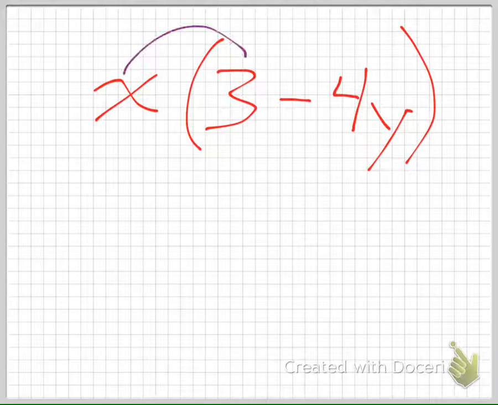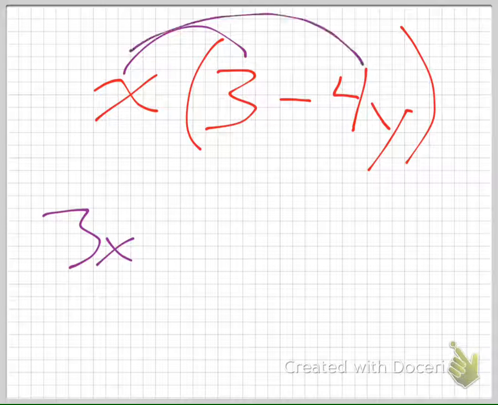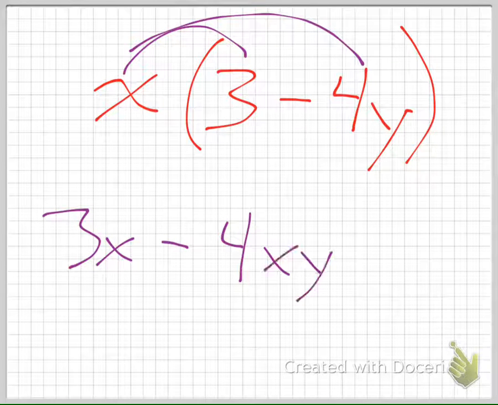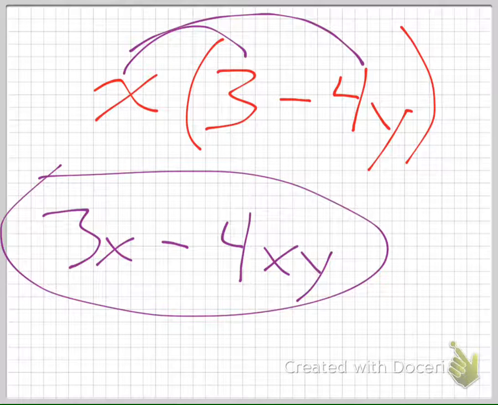We're going to go x times 3 is 3x. x times a negative 4y. What is x times negative 4y? Negative 4xy. It's that simple. And we're done. Right? Distributive property.